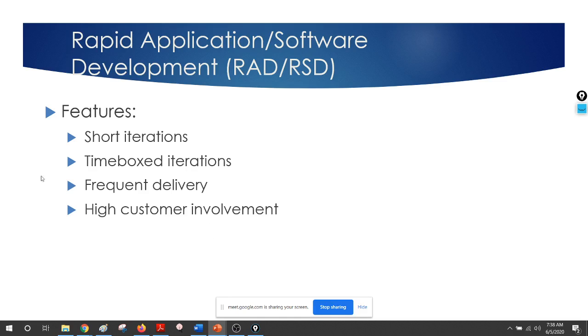Frequent delivery. Short iterations means what? Frequently we deliver. High customer involvement. So if you follow these additional practices, we call it rapid software development. Rapidly, we are delivering our product to the customer. Every 3-4 weeks we have a release. So that is important.